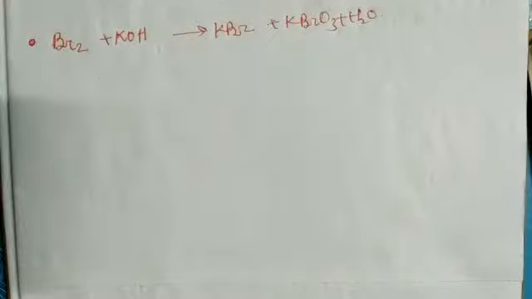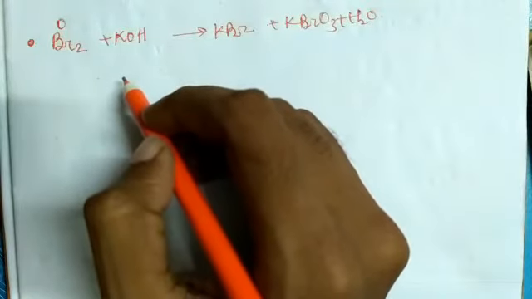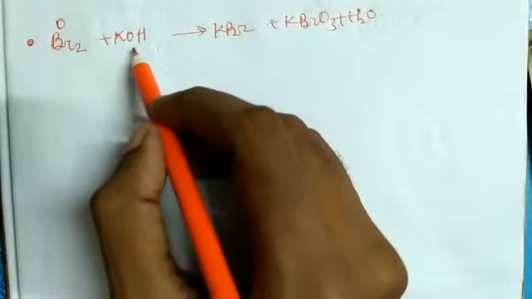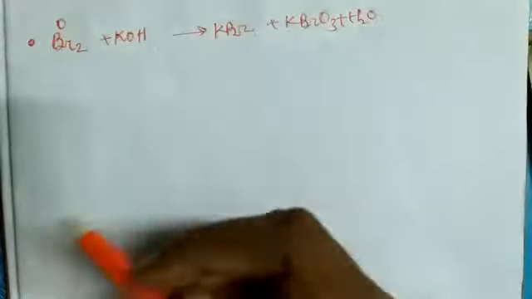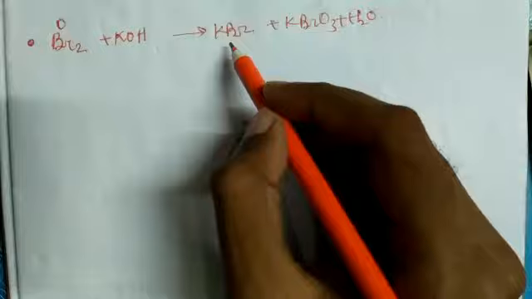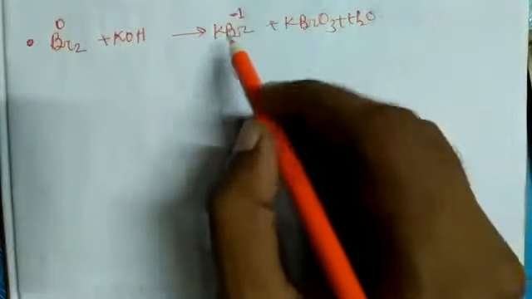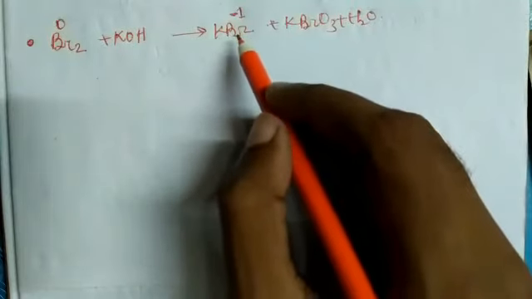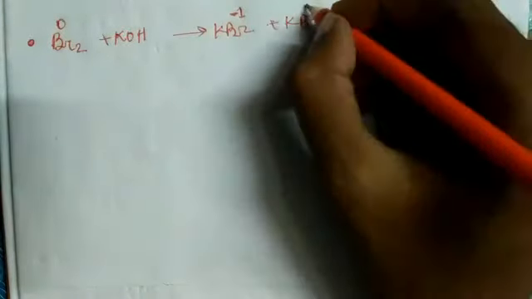Now let us see problem number 2. Here the oxidation number of bromine is 0 and this reaction occurs in alkaline medium. Why? Because here potassium hydroxide is used. So it is a basic medium. The oxidation number of elemental bromine is 0, and in KBr the oxidation number of bromine is -1, as bromine is more electronegative than potassium. And in this compound the oxidation number of bromine is +5.